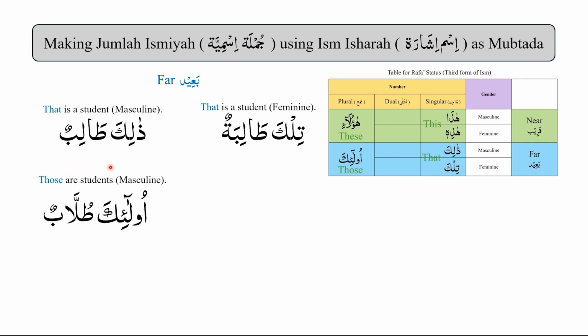Those are students, and those students are of masculine gender. Those indicates that we are referring to a group of students that are far. So we will look at the far column. Those also indicates the plural number. So we will look at the plural column and we have ulaika tullabun. Similarly, those are students but of the feminine gender. We will say ulaika talibatun.